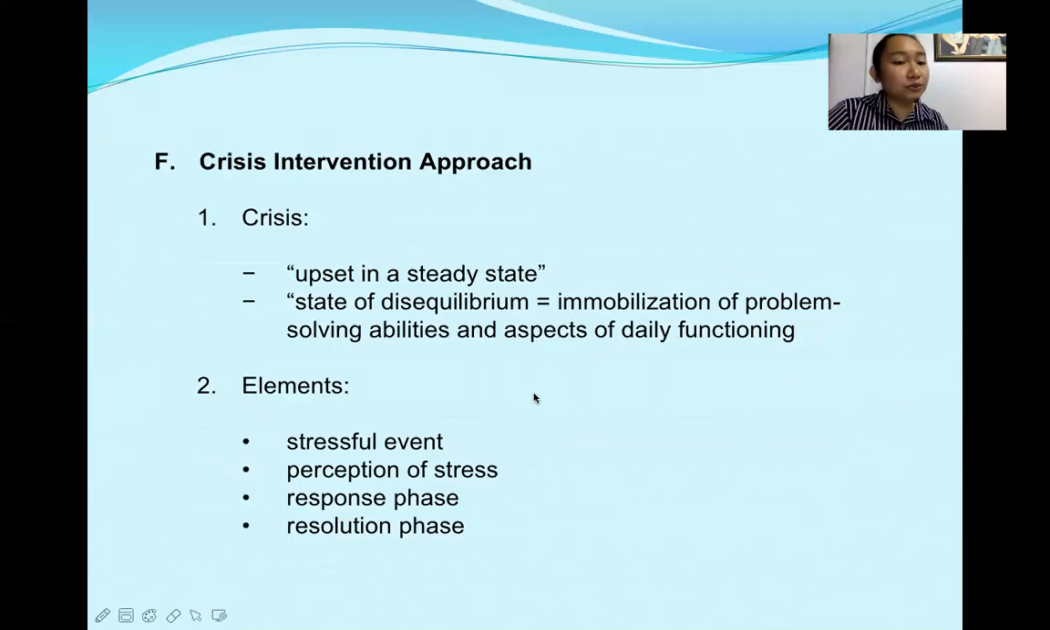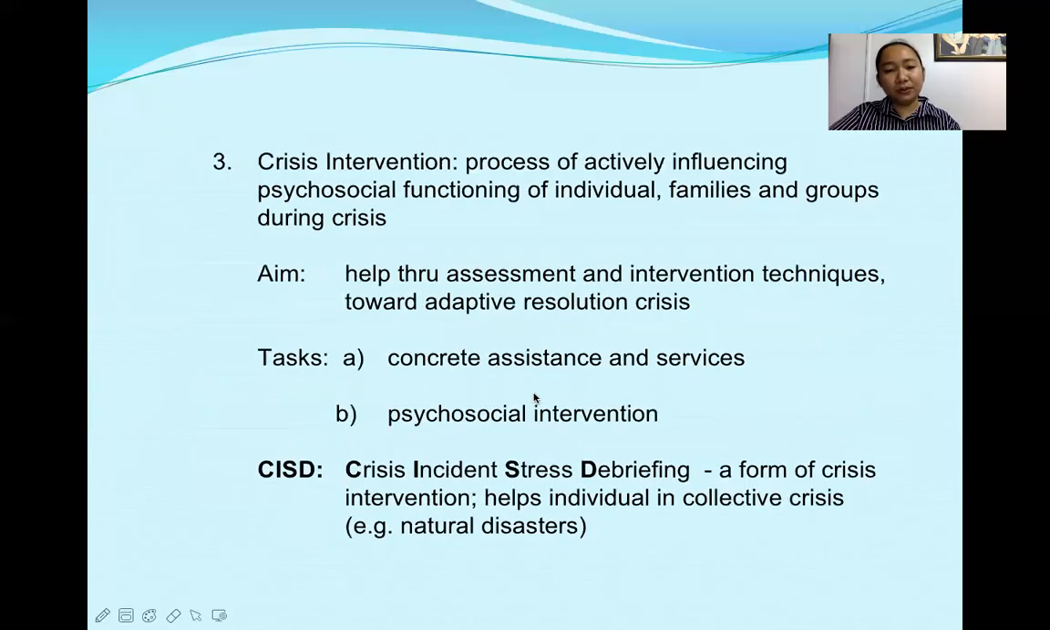Then group work can also use the crisis intervention approach when there are stressful events and there is a need to help the individual ensure that such crisis situation will be properly dealt with, so towards resolution. One of the examples that we could use is a form of crisis intervention known as the CISD, or the Critical Incident Stress Debriefing. So the goal is to process what had happened so that further negative consequences will not continue, or we can also mitigate that impact.